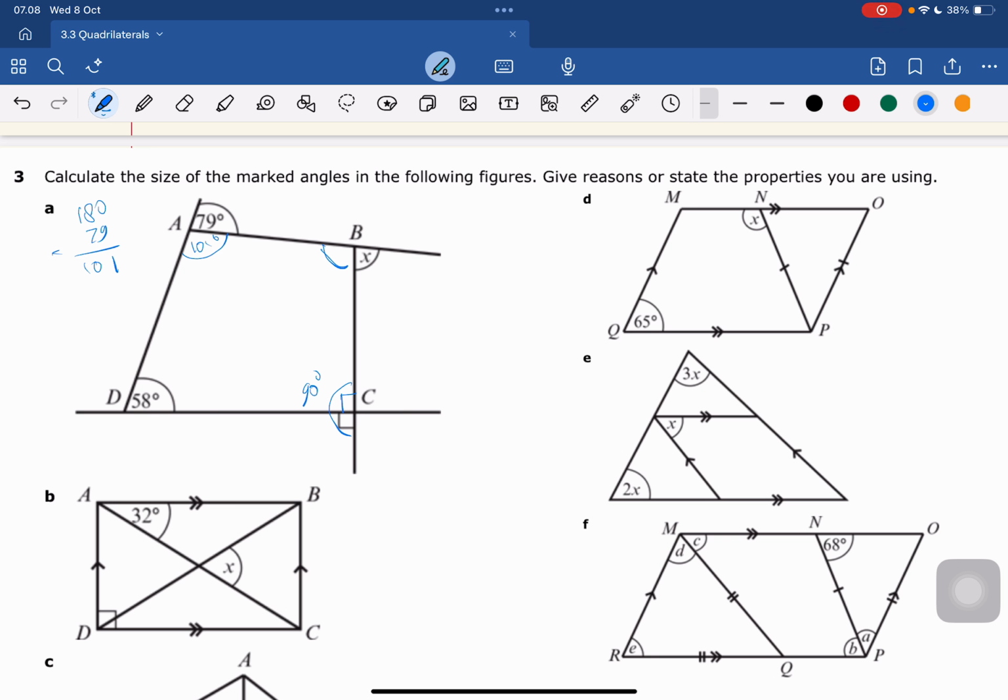In total, a parallelogram has 360. So let's find 360 minus 90 degrees, which is 270. Let's minus 101, it's going to be 169. And we minus again by 58. The last is going to be 111, so this is 110. One line is 180 degrees. So 180 degrees we minus by 111.